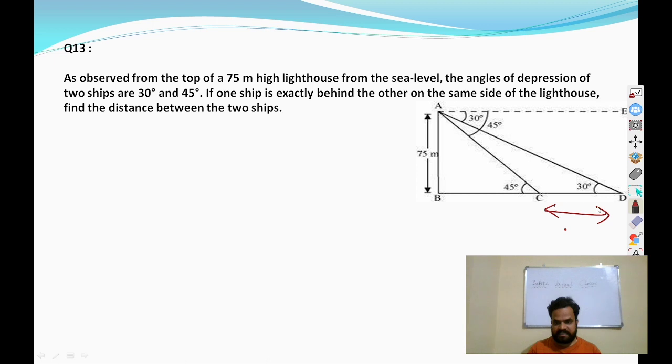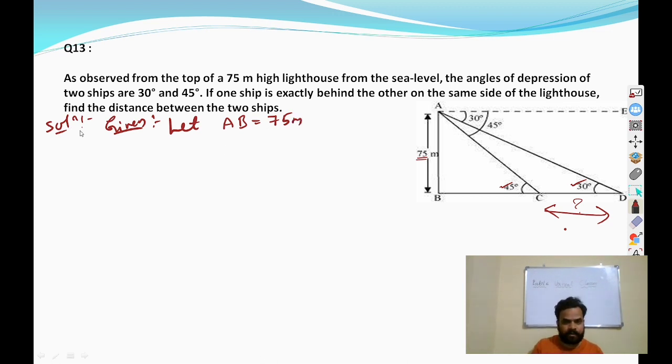What we need to find is CD. We need to find how much this distance is. CD we need to find. Here the given is the height of the lighthouse is 75 and this is 45 and this is 30 degrees given. Right? So write solution. Right, given. So I will take, let AB equal 75 meter. And what is this AB? AB is the height of the lighthouse.